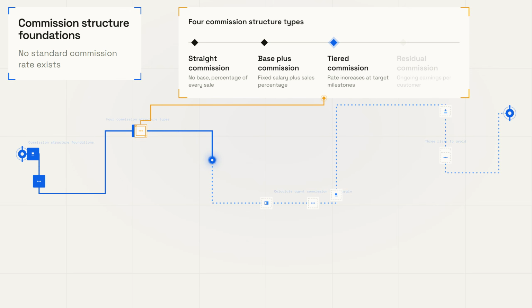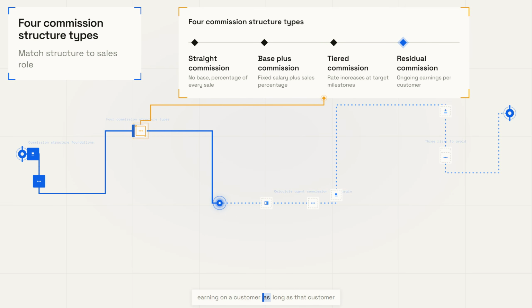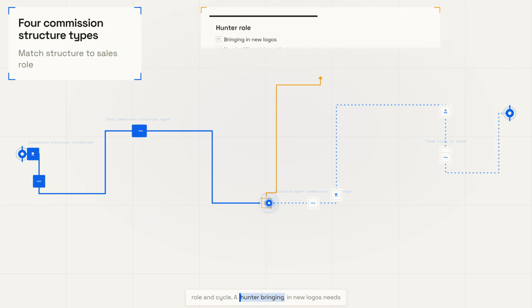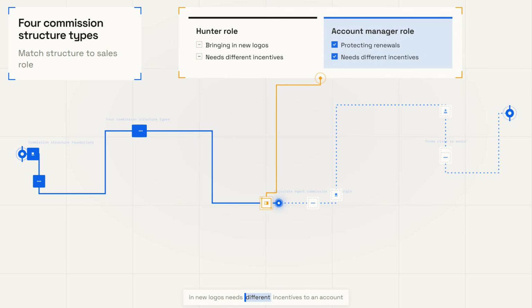Tiered commission, the rate increases once a rep hits certain targets, rewarding overperformance. And residual commission, the rep keeps earning on a customer as long as that customer pays, which suits subscription or recurring revenue models. The structure should match the sales role and cycle. A hunter bringing in new logos needs different incentives to an account manager protecting renewals.